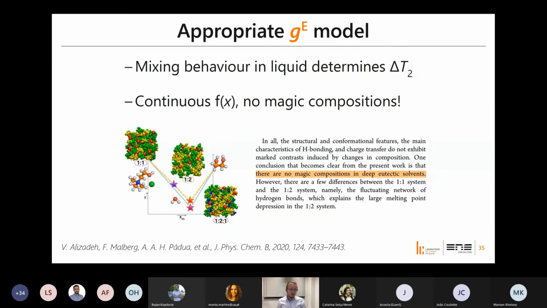Then usually this is a continuous function of composition, so there are no magic compositions in which suddenly there is a certain interaction that will deepen everything a lot. It's continuous. And this was also shown by MD, first-principles MD, by Barbara Kirchner and Azilu Padova, that's also located here.